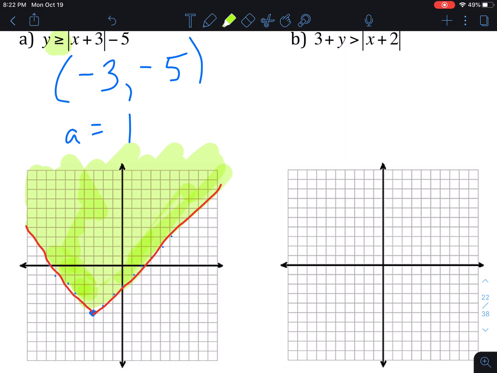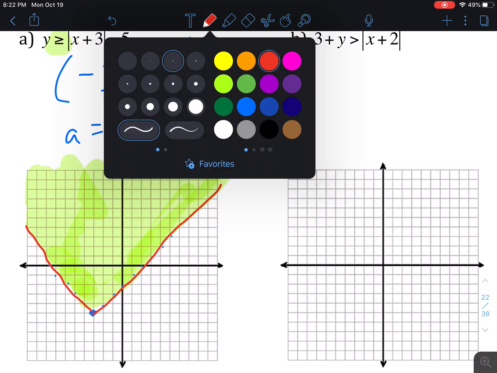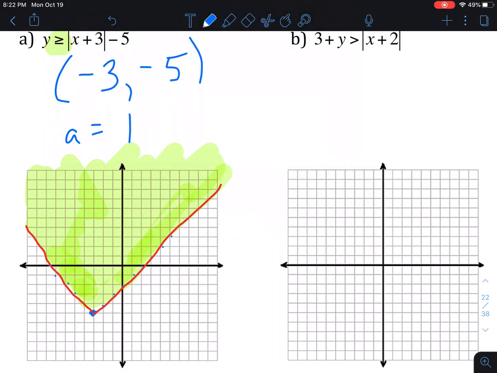Let's take a look at B. B does not have y by itself. It says 3 plus y. So the first thing we want to do is subtract that 3. So bring it over. That's going to make K a -3.